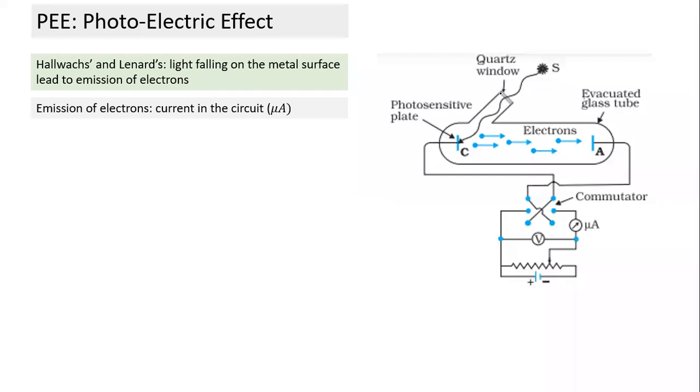In this arrangement, we make an opening here, and there's a light source. Light can be made to fall on the metal plate. And if the light carries enough energy, what will happen? Electrons will get emitted, and electrons are free to move within the boundary of the tube here.